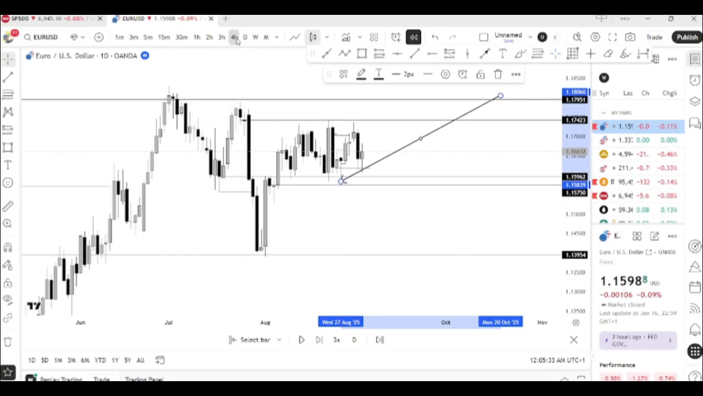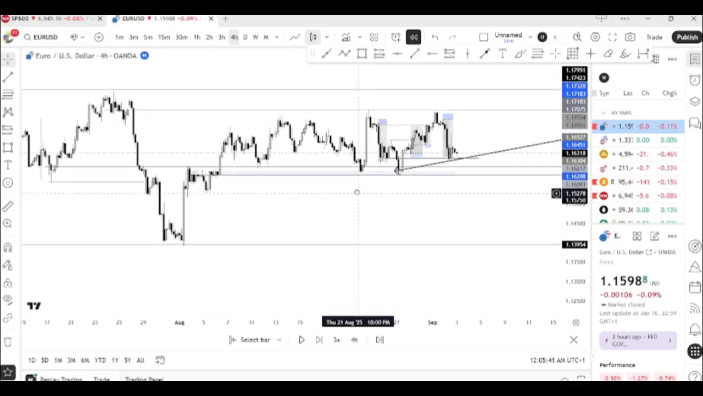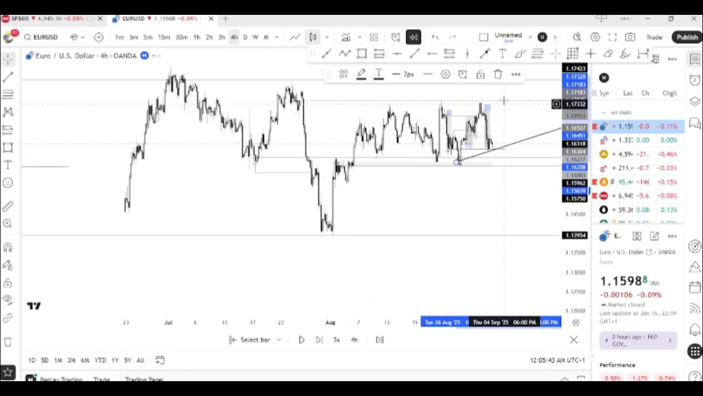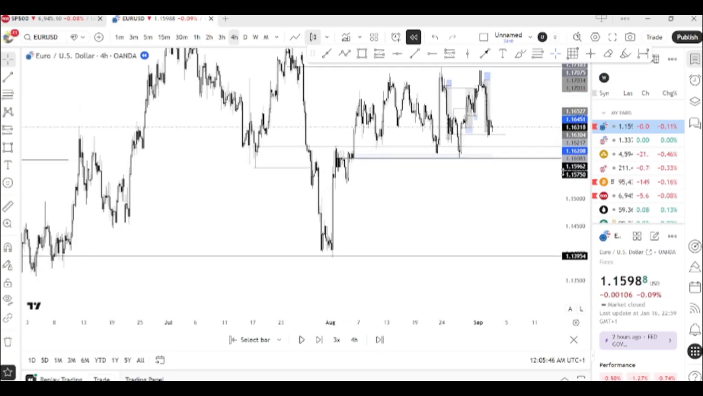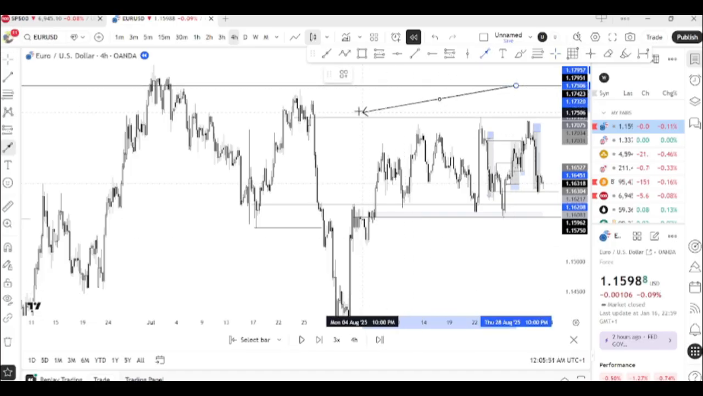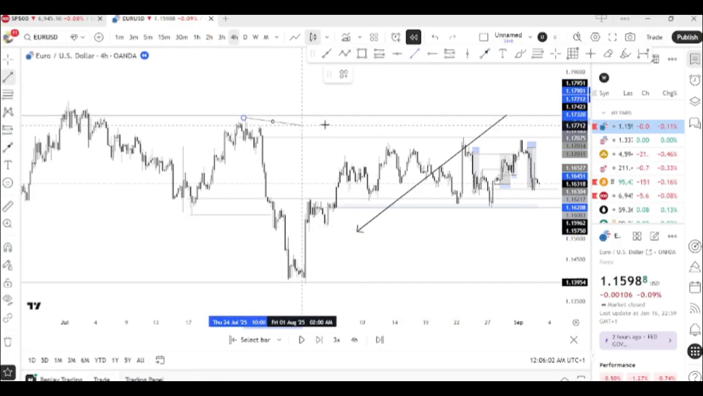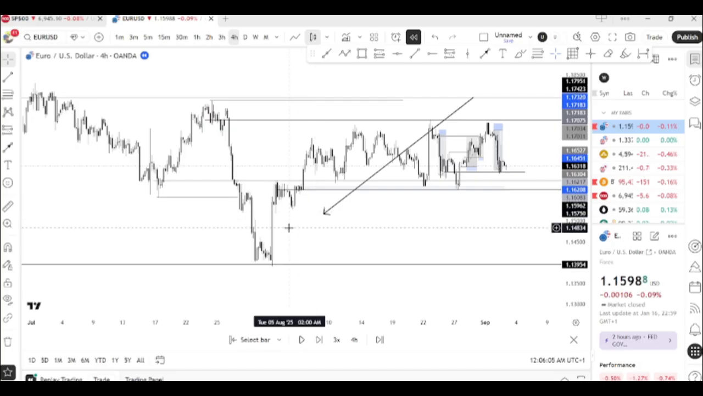But let's see 4 hour. You see how we are breaking the structure gradually, right? From weekly down to daily and then 4 hours. So let me take this one out. Now on 4 hour, I think this structure here is the last major structure. This is the last major structure on 4 hour. So that means 4 hour is bearish. This place will now be our strong 4 hour swing.